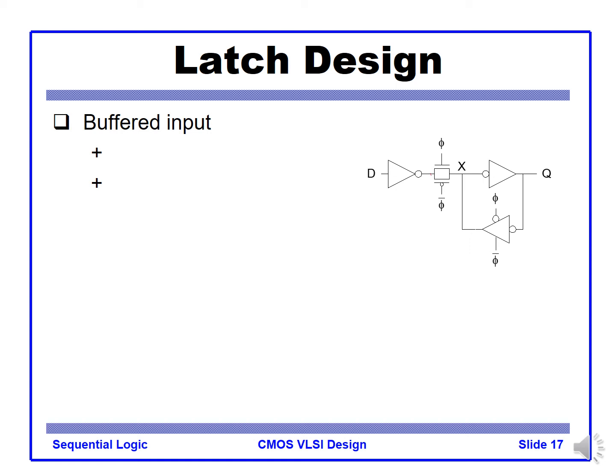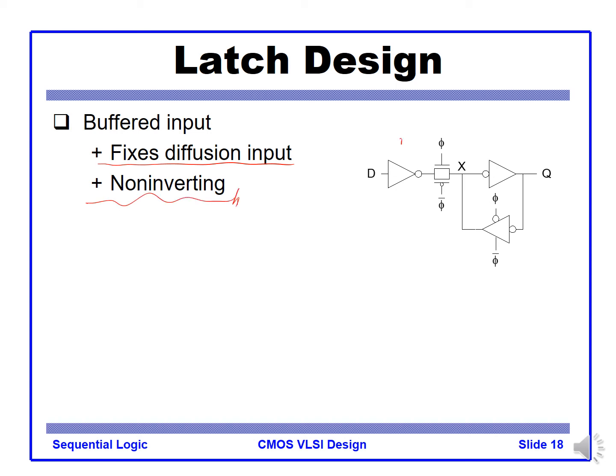To reduce the input diffusion capacitance at the input, we can add an additional inverter at the input, right? So it fixes the diffusion input, and it now becomes non-inverting by having two inverters in the path.